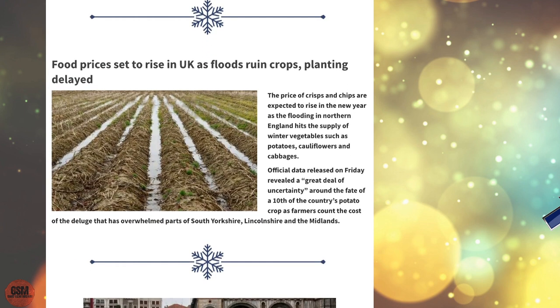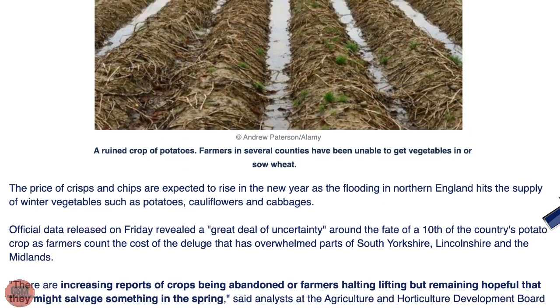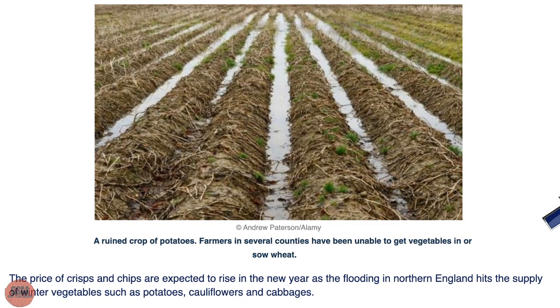All right, so let's check out our first article. Food prices set to rise in the UK as floods ruin crops, planting delayed. You don't say. The price of crisps and chips are expected to rise in the new year as flooding in northern England hits the supply of winter vegetables such as potatoes, cauliflower, and cabbages. Official data released on Friday revealed a great deal of uncertainty around the fate of a tenth of the country's potato crop, as farmers count the cost of the deluge that has overwhelmed parts of South Yorkshire, Lincolnshire, and the Midlands. There are increasing reports of crops being abandoned or farmers halting lifting but remaining hopeful that they may be able to salvage something in the spring.